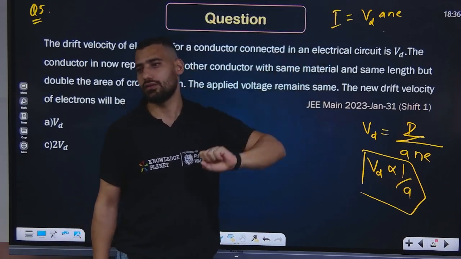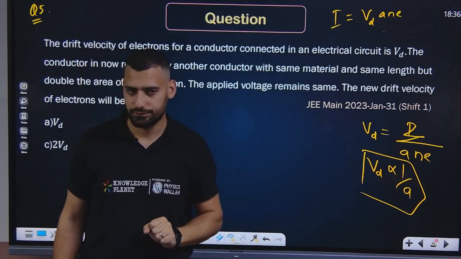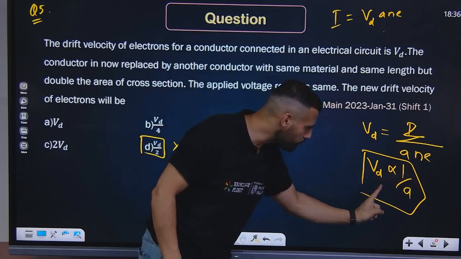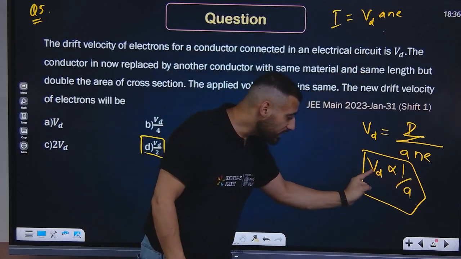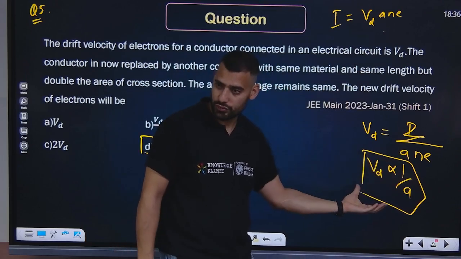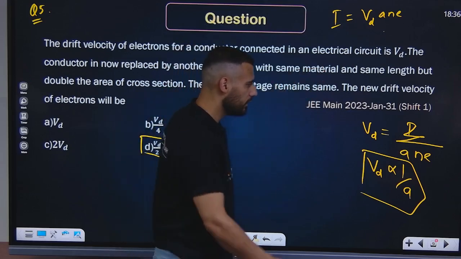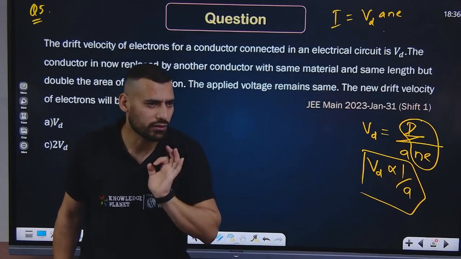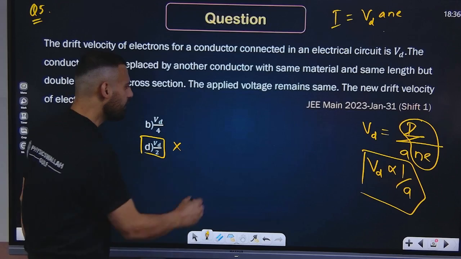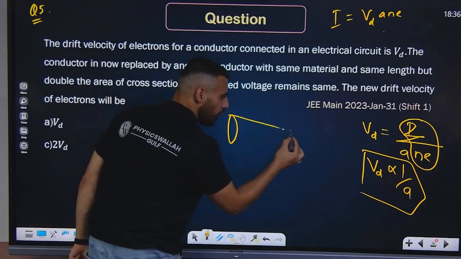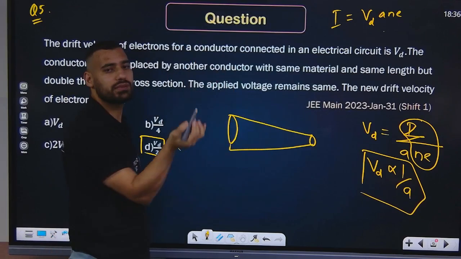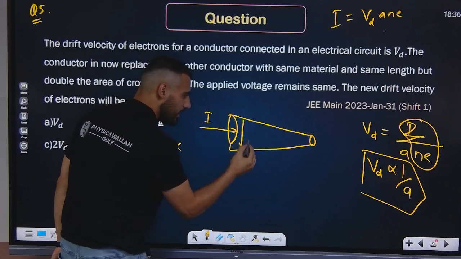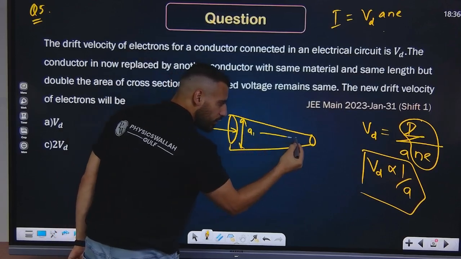The thing is, you just memorize the equation. This is the problem. Look at this equation again. Look at this proportionality again. V_D and A are inversely proportional only when the current is constant and all these things are constant. Yes. So that means if there is a conductor with a non-uniform cross-sectional area, something like this, there is some current flowing, say I. There is some area, say A1. Is the same current flowing throughout?